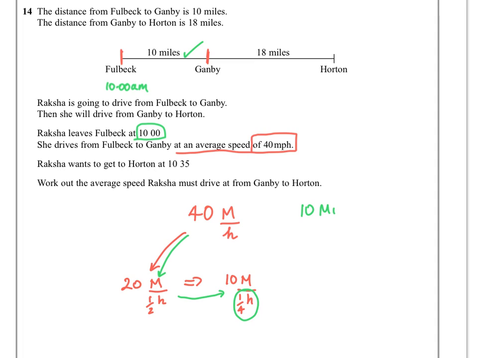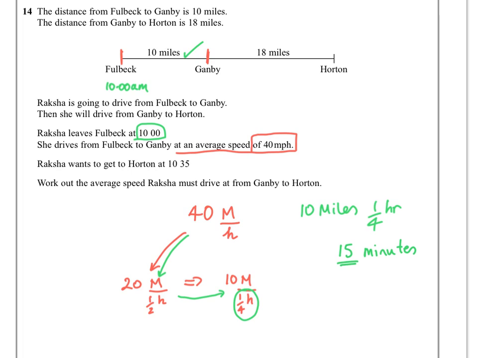So 10 miles is 1/4 of an hour, and 1/4 of an hour is 15 minutes. Careful not to write 25, because that would be a quarter of 100, and there's not 100 minutes in an hour, there's only 60. So 15 minutes. So started left fullback at 10, now it's 10:15, got to be there by 10:35.